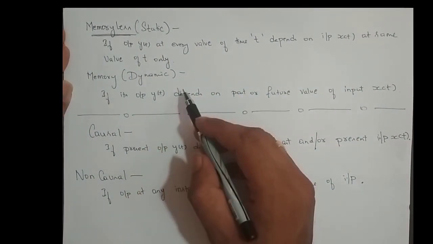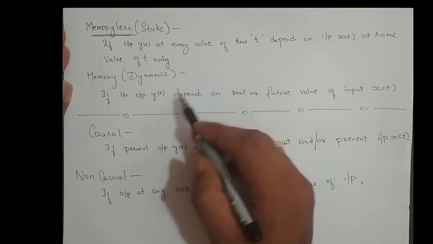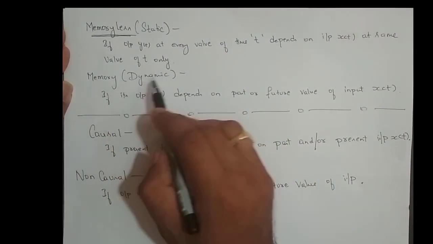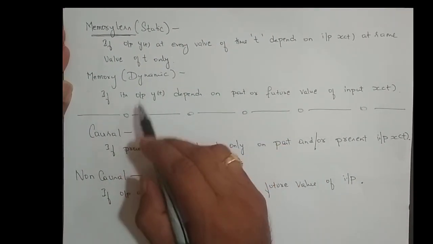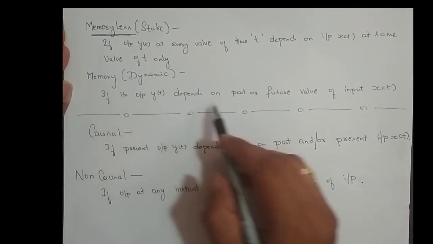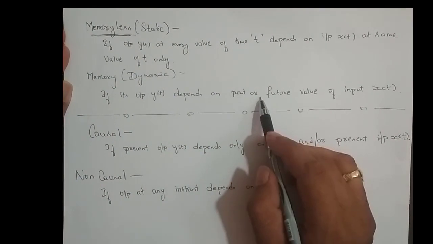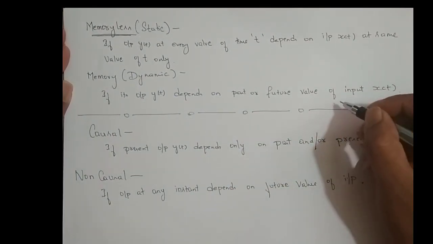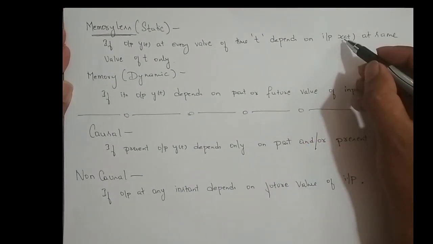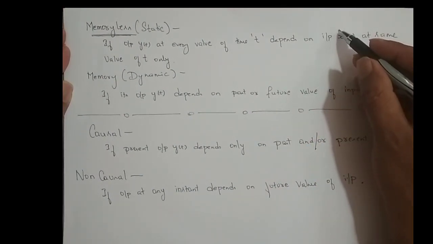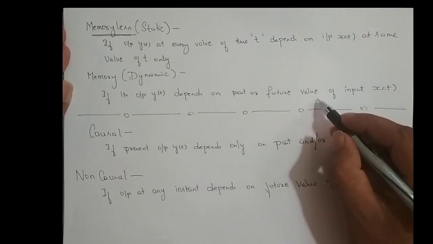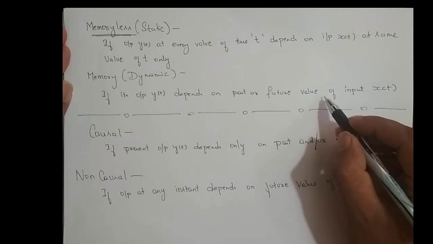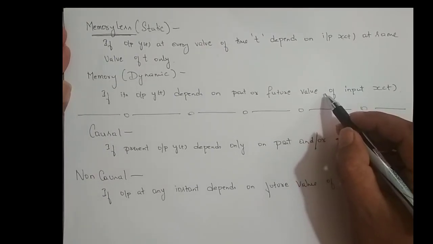And how do we define memory? A system with memory is also called a dynamic system. A system is said to have memory if its output y of t depends on past or future values of the input x of t. Let me make it simpler. If the present output depends upon the present input value, then the system is called memoryless. If the output of the system depends on past or future values of the input, then the system has memory, or it is a dynamic system.